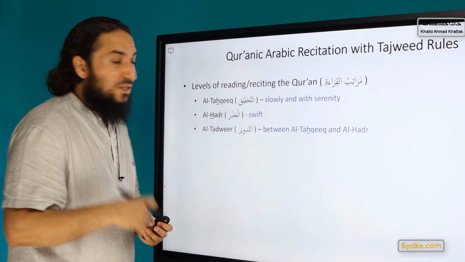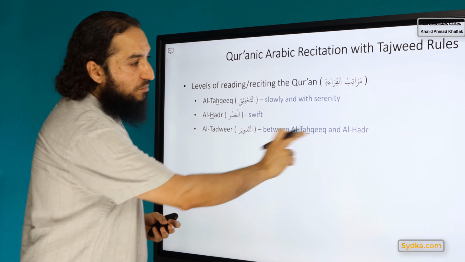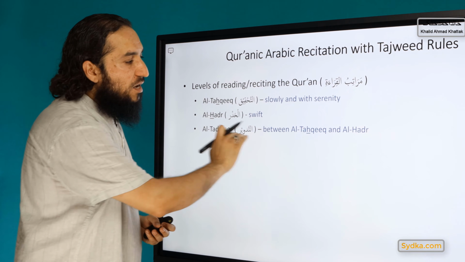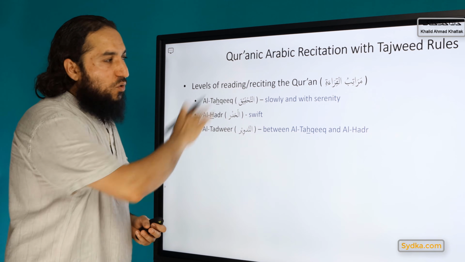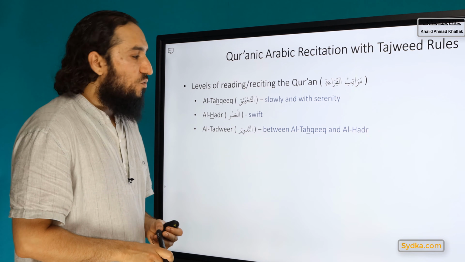The third one is called al-Tadbir. That is in between the Tahqiq and Hadar, so this is the medium speed. The first one is slow, the second one is very fast, and the third one is medium. With all of them, you have to observe the Quran with its Tajweed rules.